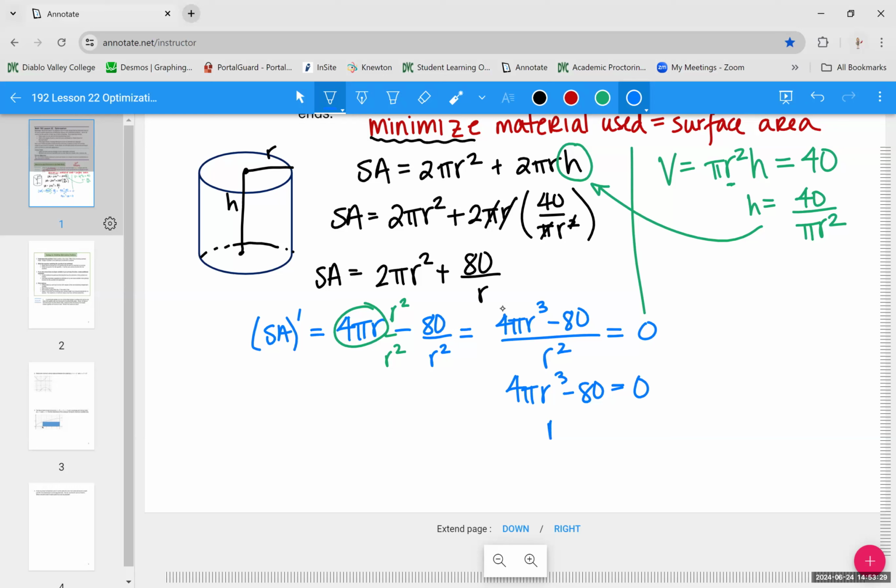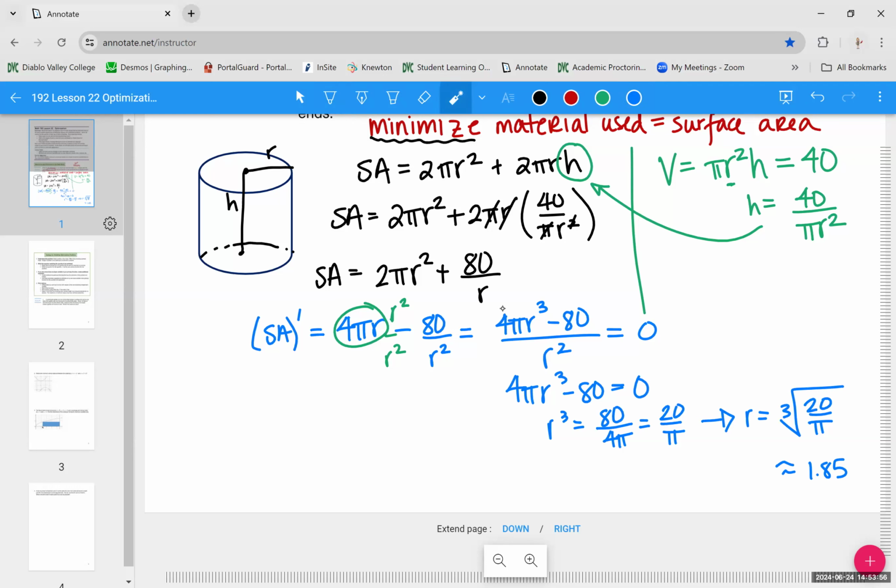So it looks like I have r cubed will be 80 over 4 pi, which is 20 over pi. And so if I cube root that, r will be the cube root of 20 over pi, which I can get a decimal approximation for. It's about 1.85. So that would be when this derivative equals 0.